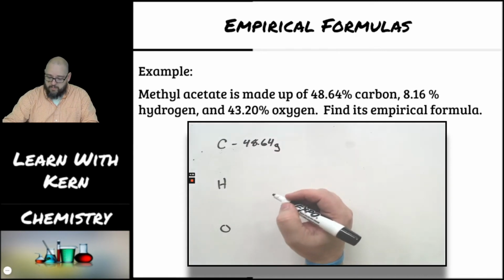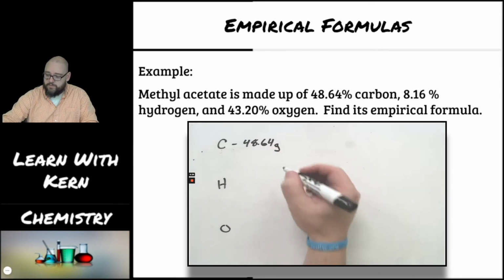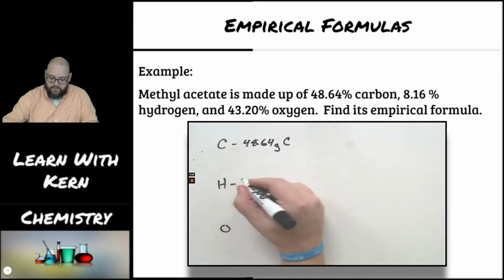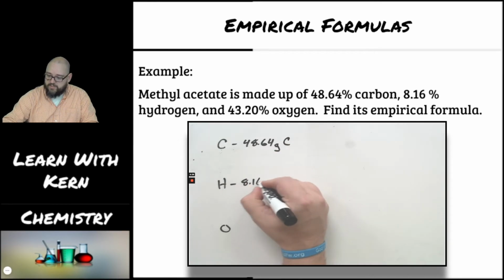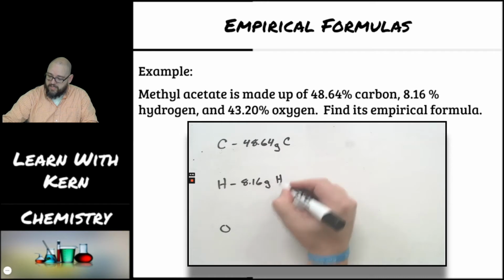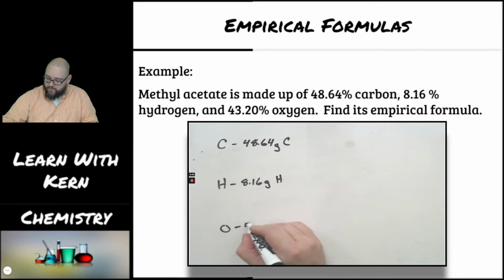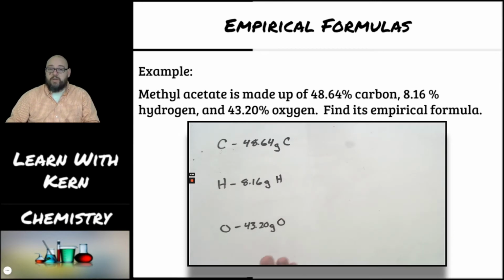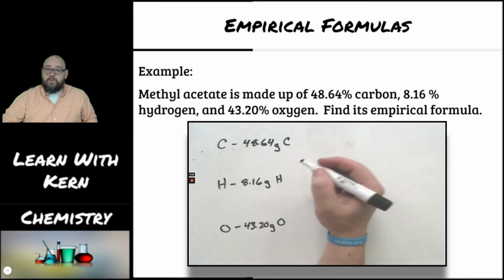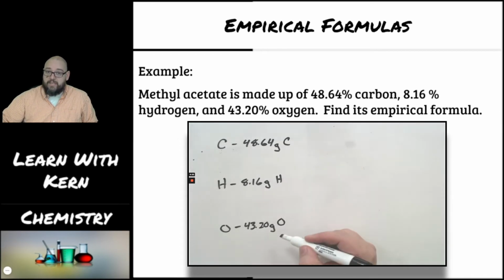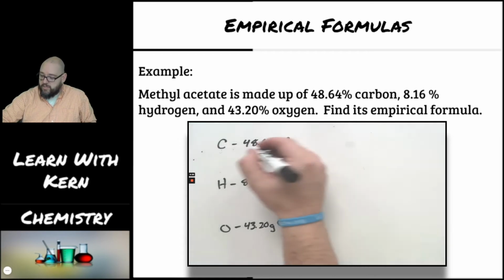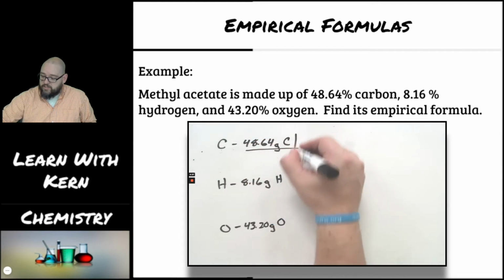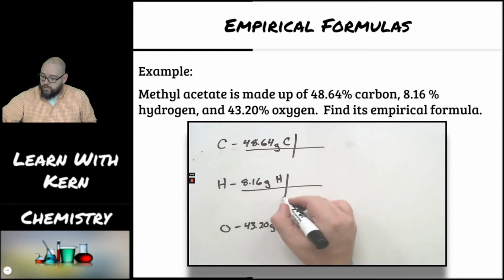So I have 48.64 grams of carbon, 8.16 grams of hydrogen, and 43.20 grams of oxygen. So I'm going to assume I have 100 grams of sample, and then I'm going to have that many grams of each element. So now what I need to do is convert each of these into moles.